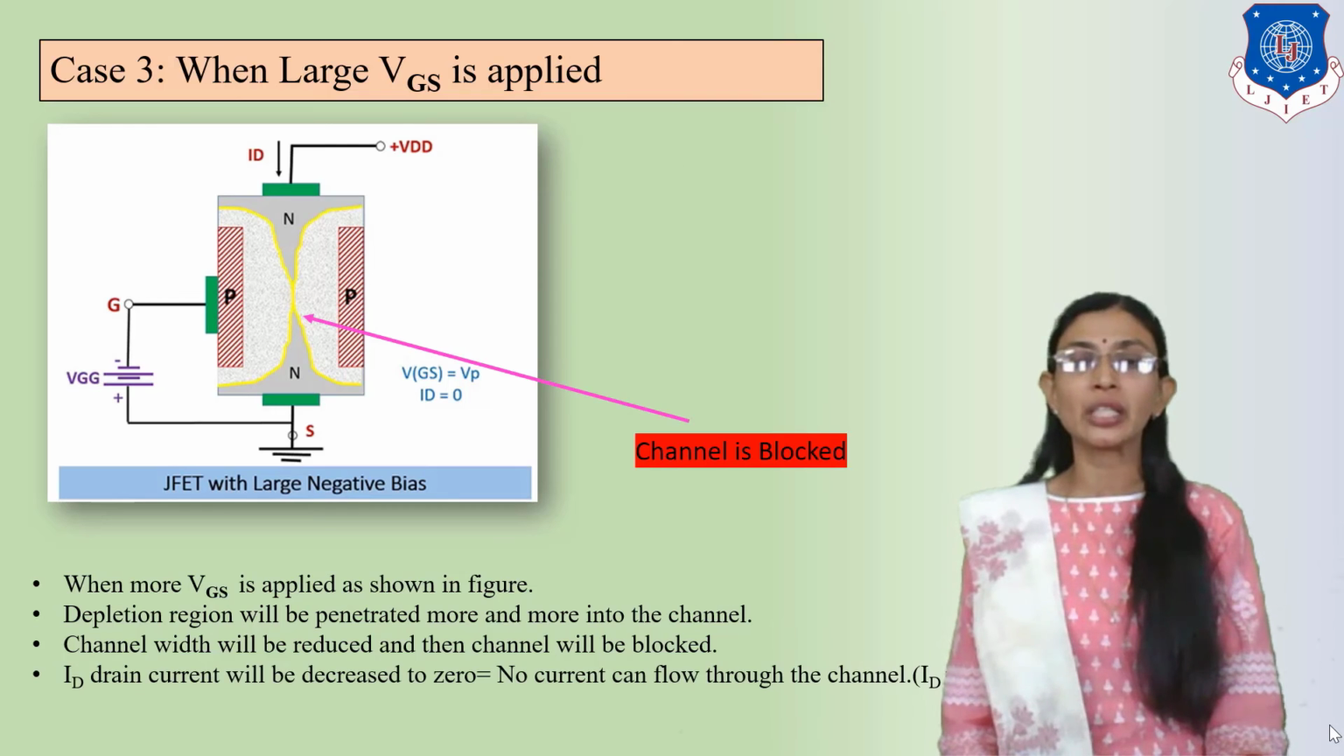Look at this diagram, the channel is blocked, so no current is flowing, current cannot flow, and so ID equal to 0. Drain current will become 0 if more and more depletion layer penetrates into the channel, and so we can say the channel is blocked and ID equal to 0. ID, that is drain current, is equal to 0. Finally, we will have 0 output current if more negative VGS is applied for case 3.